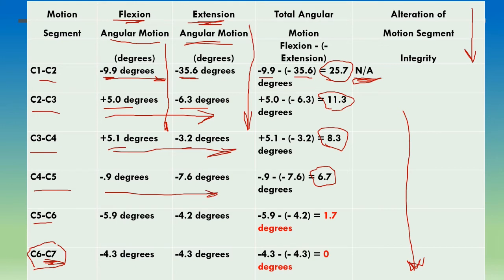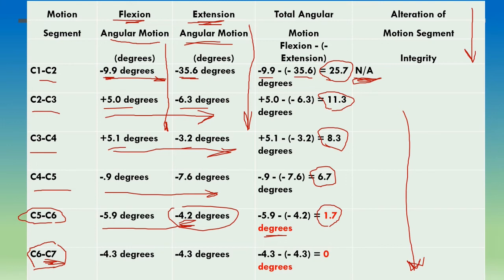And then at C5, C6, we have only 1.7 degrees of angular motion, and I've highlighted this in red because there's a problem here, because we find that our flexion angle was minus 5.9, but our extension angle is only minus 4.2. So in actuality, this motion unit of C5, C6 is actually moving in the opposite direction. This 4.2 is not increasingly negative compared to minus 5.9. In fact, it's increasingly positive. It's moving towards 0, which is towards the positive direction. So this segment of the spine is showing what's referred to as anti-directional or opposite or aberrant motion.